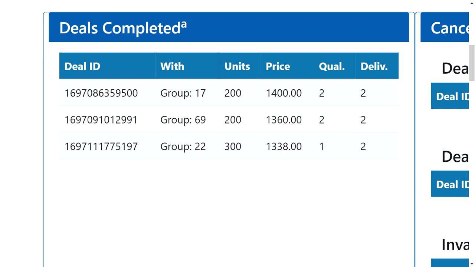Okay, so here we have the basic information, which is, as always, the deal ID. What group is this deal with? So this is my group and group 22, and this is my group and group 69, and my group and group 17.